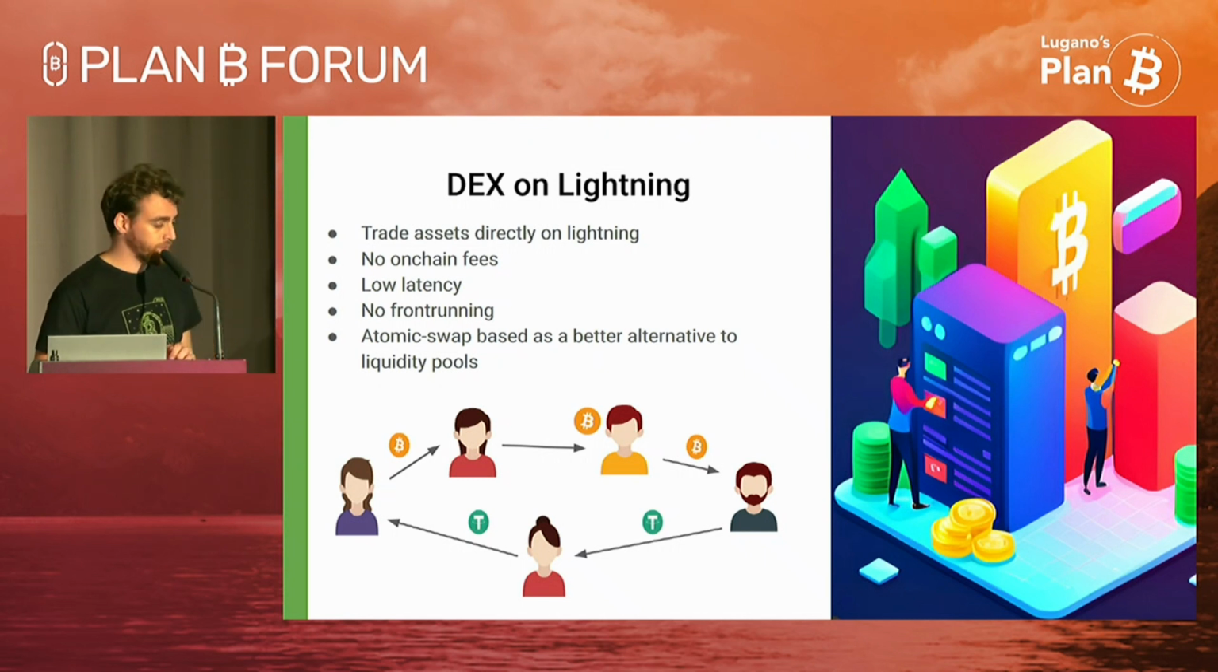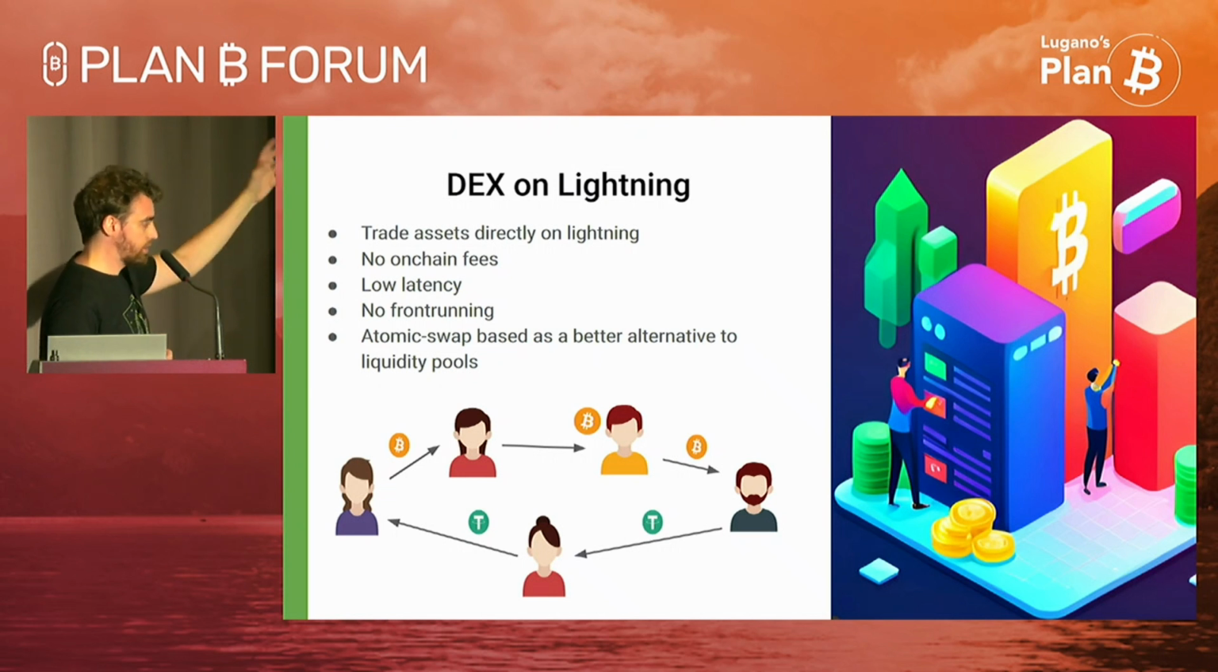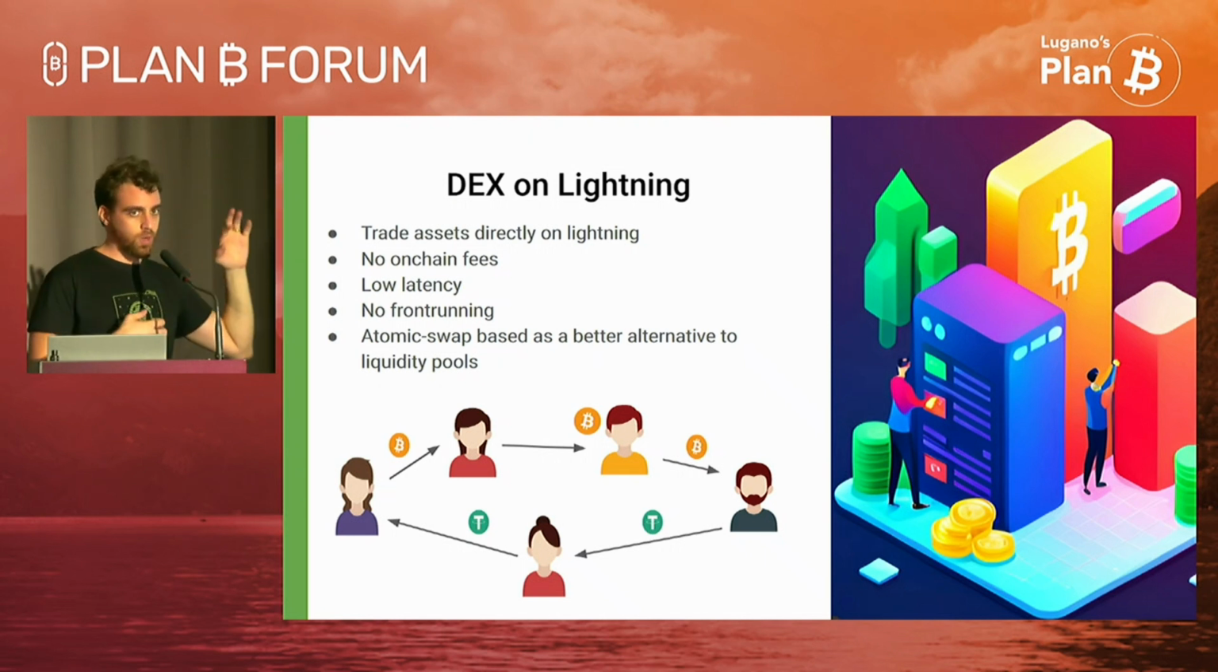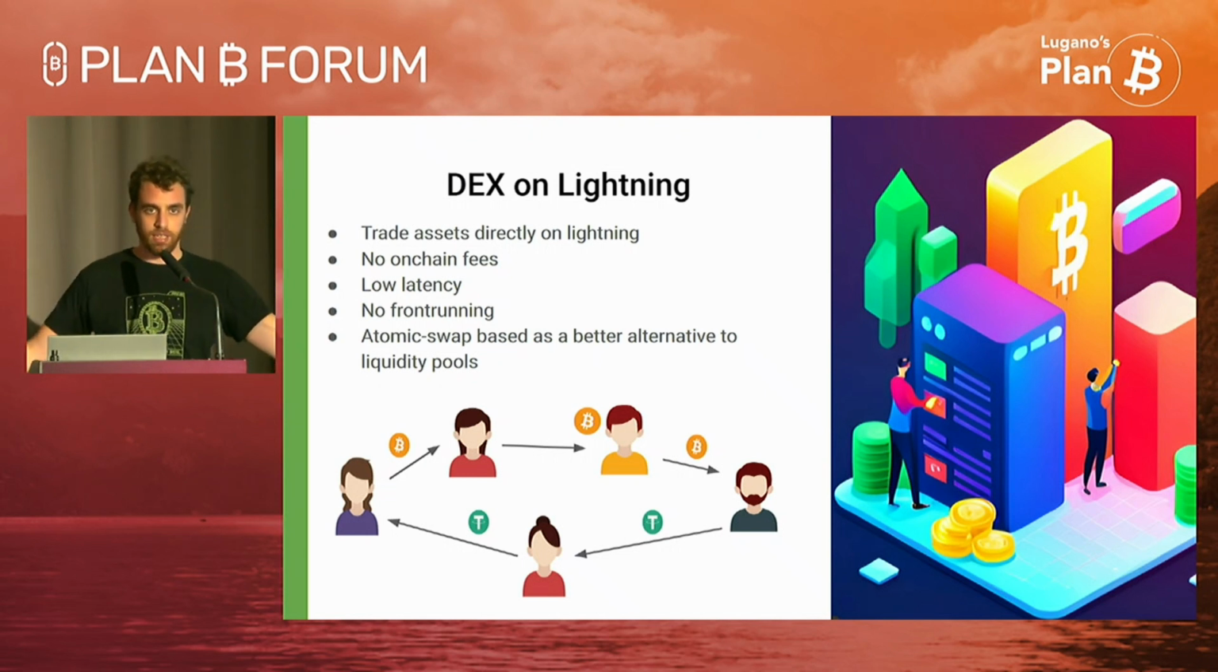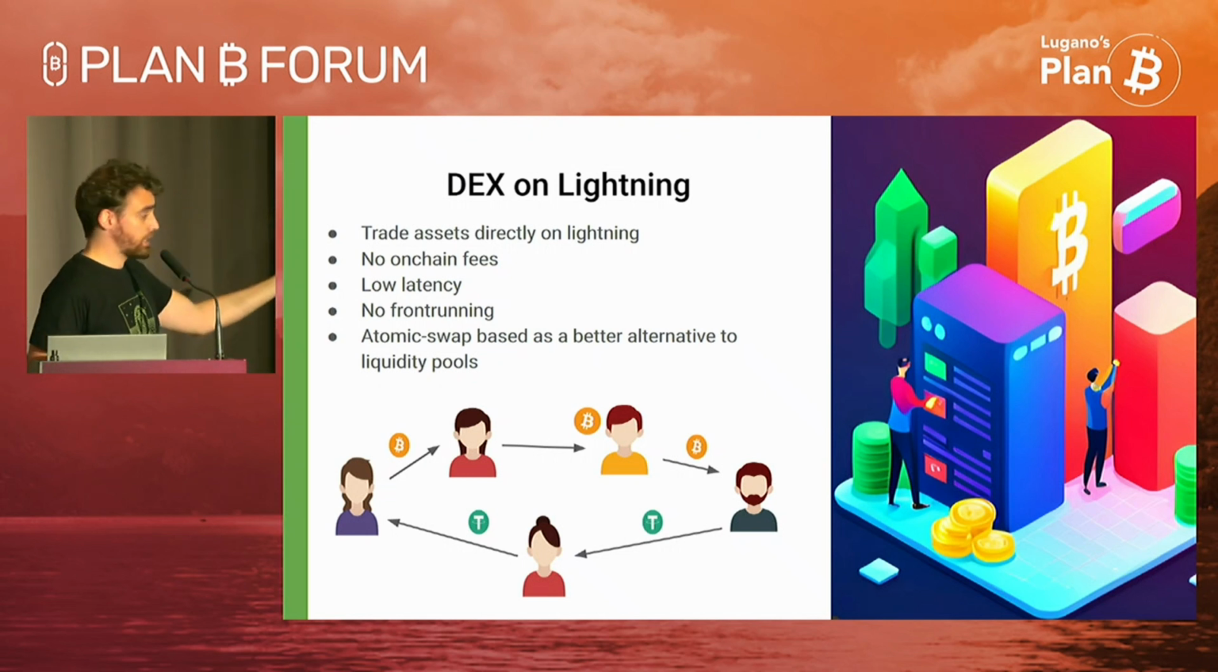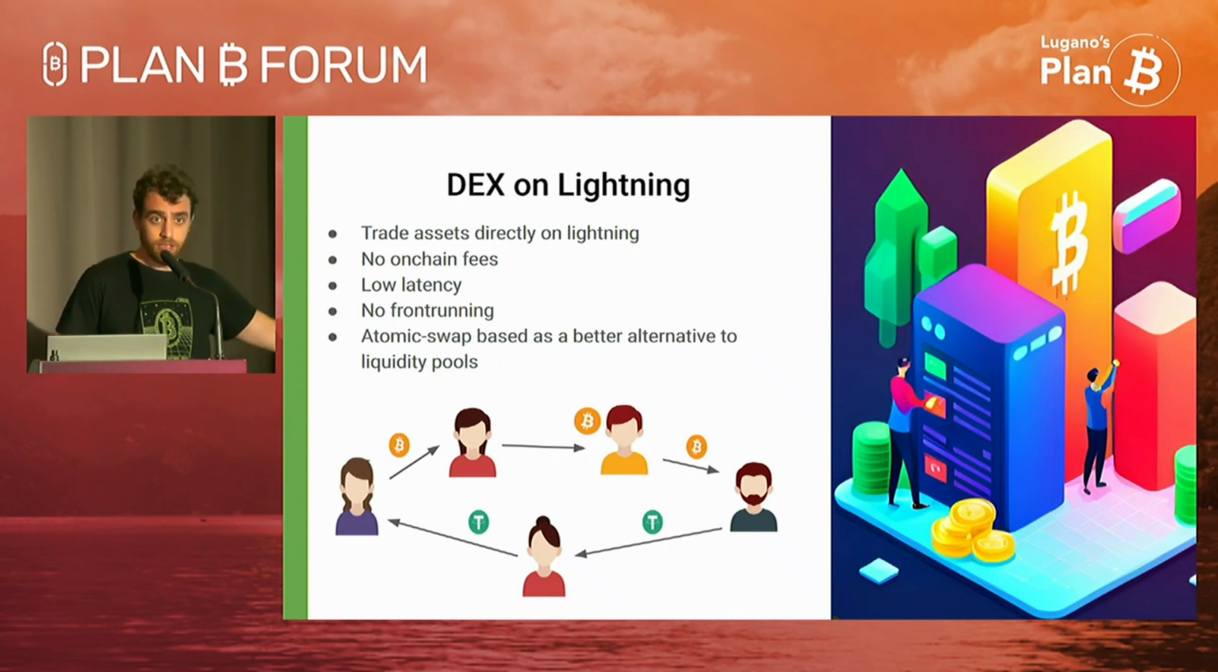The way it works is that we create a circular payment on Lightning, where it starts, let's say, from Alice, routes the Bitcoin part to Bob, and then Bob routes the Tether part back to Alice. In this way, both Alice and Bob are, on one side, receiving one asset and, on the other side, sending the other asset. And all of this is atomic because it's just like a normal Lightning routed payment.